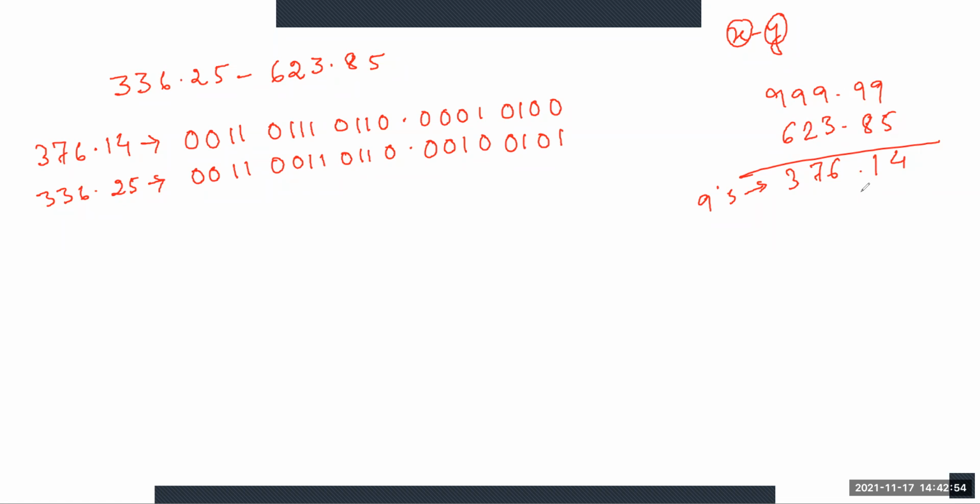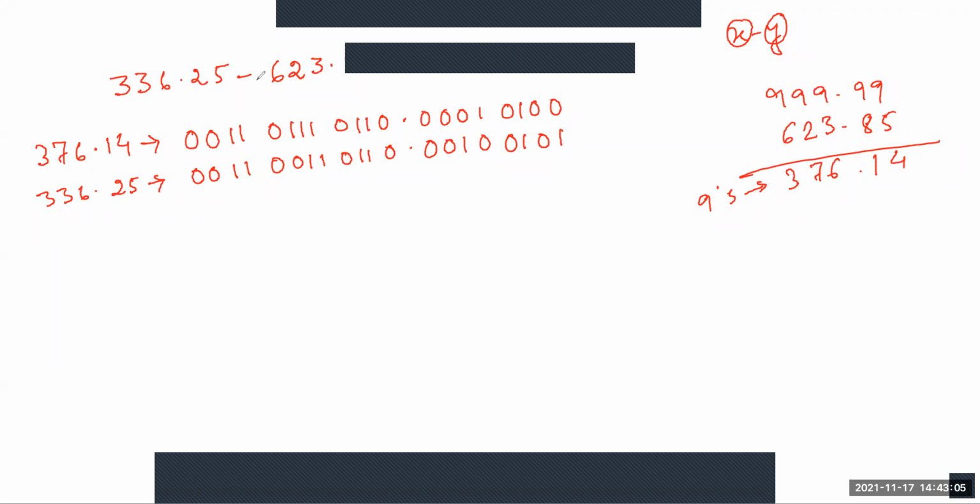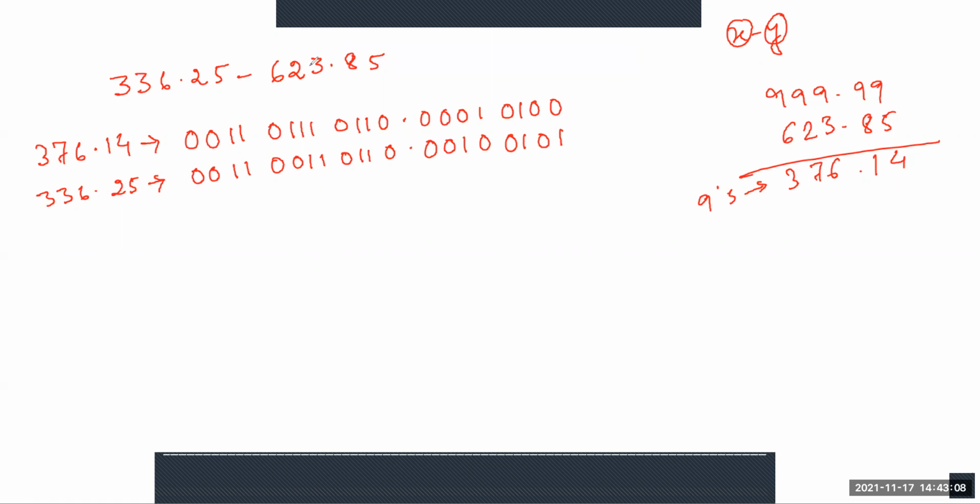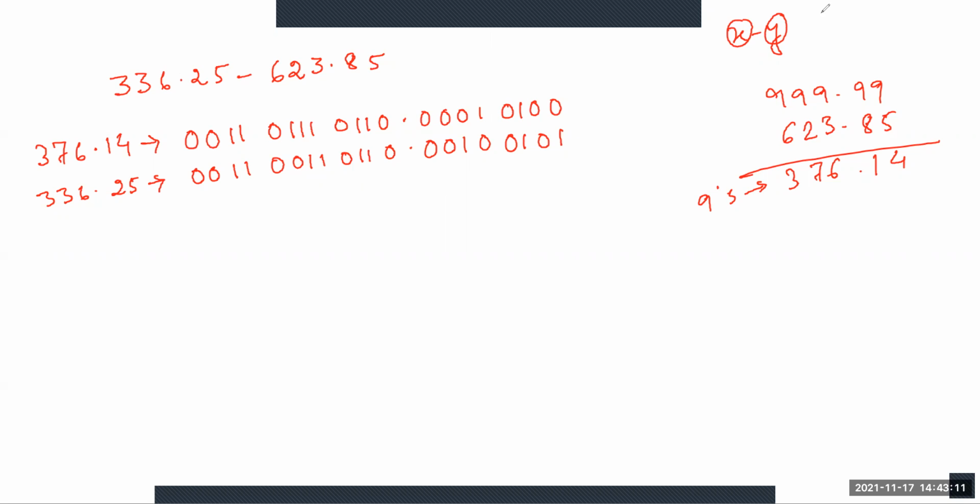Sir, please explain once more, I could not understand. Okay. So here you can see this subtraction procedure. Here this is a smaller number and this is a larger number. And if x minus y, this y is the subtrahend and this is the minuend. So the first step is to take the 9's complement of the subtrahend. So here the subtrahend means 623.85, and how do we get the 9's complement? Can you tell me first how we get the 9's complement?